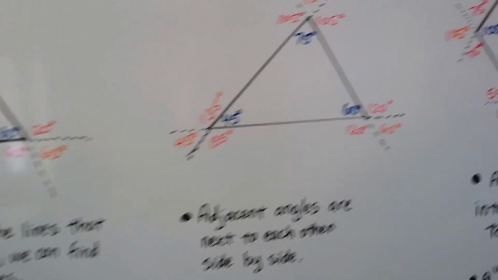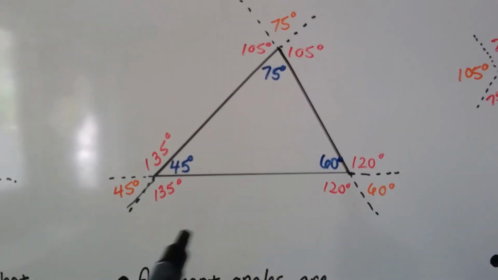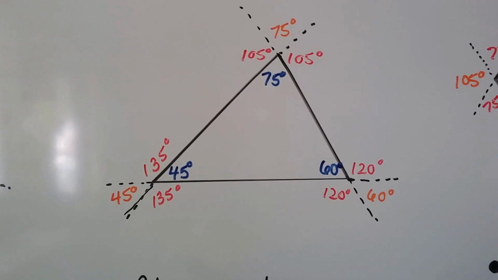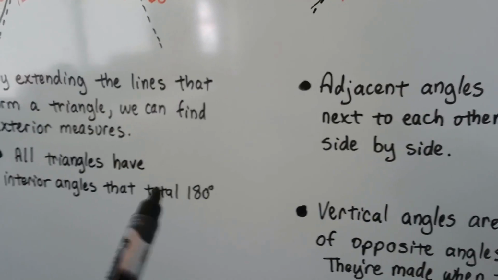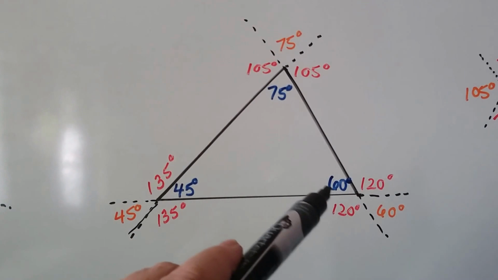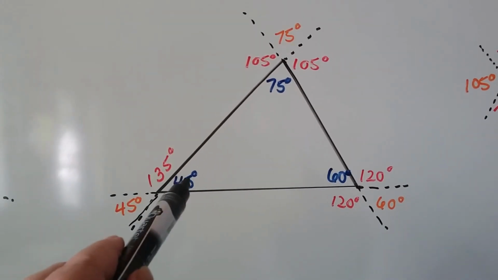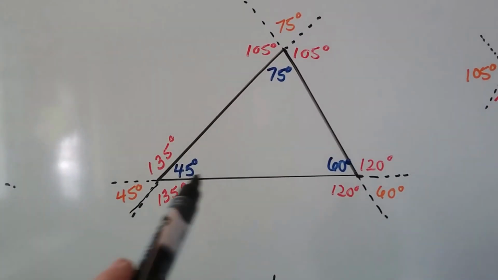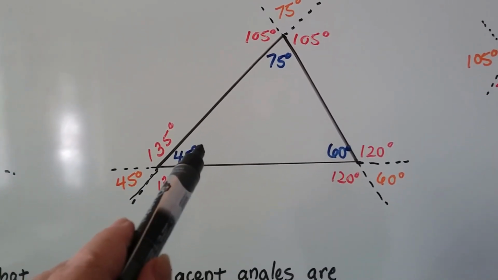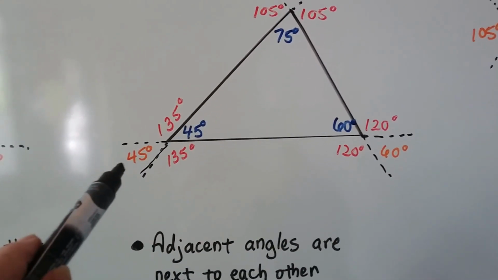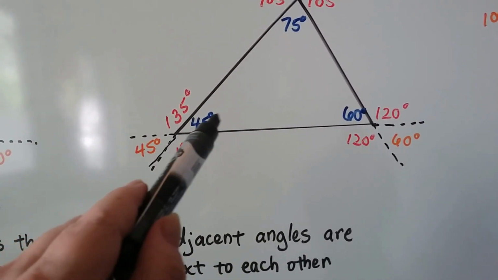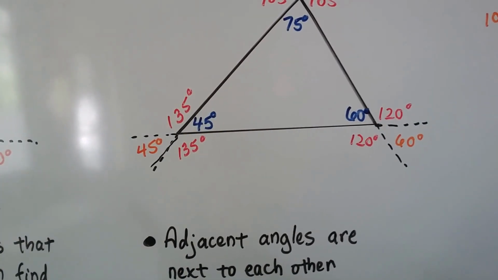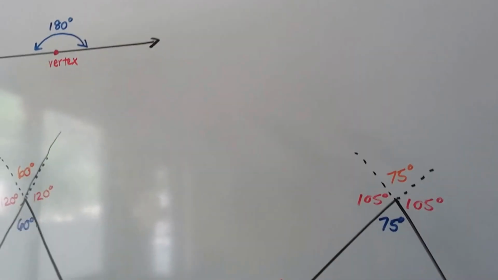So even if we have an odd-shaped triangle, we can do it if we know the interior measures. Even if we only know two interior measures. If we only knew this measure and this measure, if all triangles have interior angles that are 180 degrees, we could total these up and subtract it from 180 to know that that one's 45 degrees inside. We extend our lines. If that's 45 degrees, well, then the vertical angle out here is 45 degrees. And if this is 45 degrees and this is 45 degrees, what's missing from 180 for it to be straight?